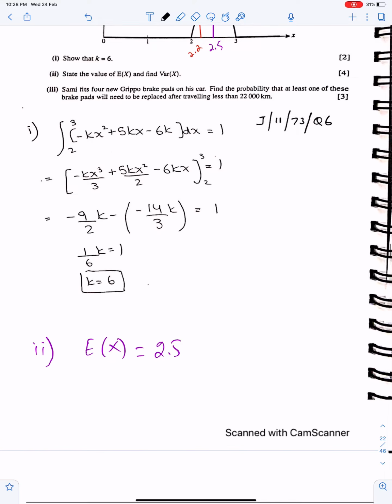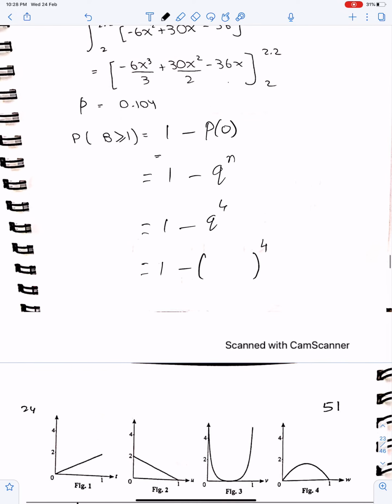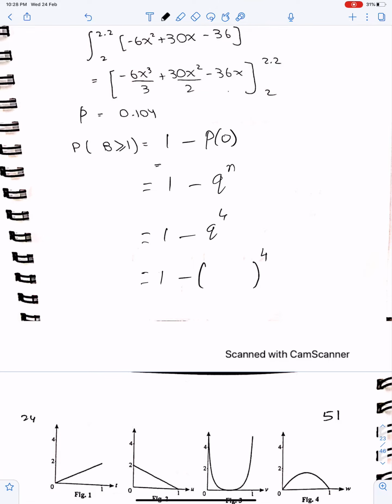Wait a minute, let me check this. Sami fits 4 new Grippo brake pads on his car. Find the probability that at least one of these brake pads will need to be replaced after traveling less than 2.2 kilometers. So at least one means 1 minus P0, and P0 means none, that is Q to the power n. So Q should be 0.896, because Q is 0.896. Now you can check your answer. You can solve this yourself.